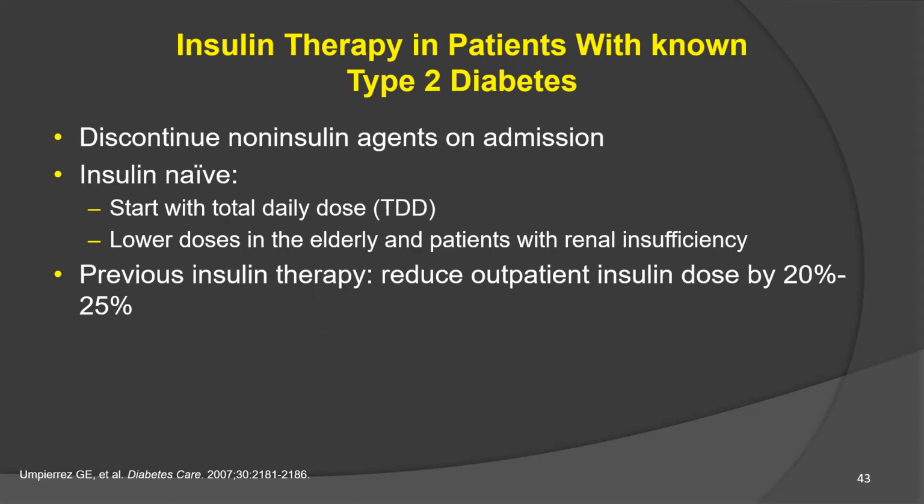Previous insulin therapy: this was about insulin naive, but if someone is already on insulin therapy at home, then reduce the outpatient insulin dose by 20 to 25%, depending on what glycemic control has been in the last 3 months, by checking the A1C.